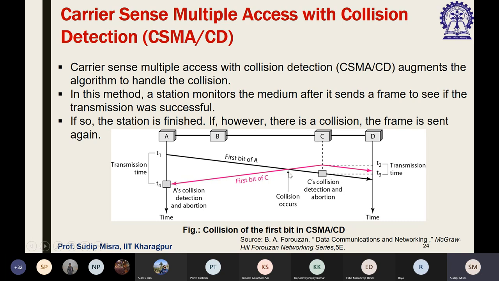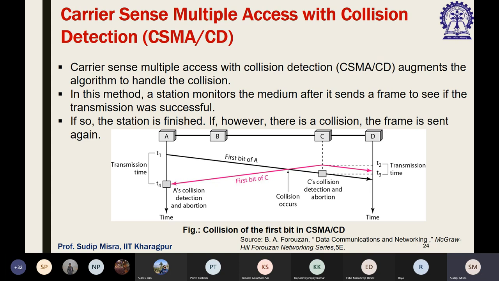That collision signal will ultimately be received at time T4 at A. So A's first bit, which has collided at time T2, will ultimately be heard by A at time T4. If A sees that there was a collision, then it knows that the frame has collided, so it is going to abort the transmission.